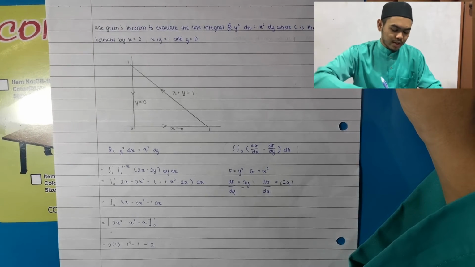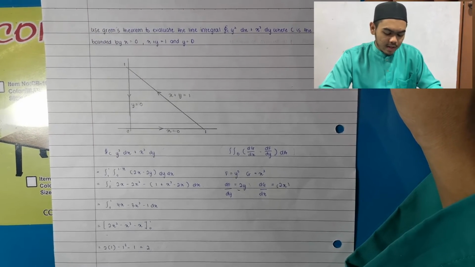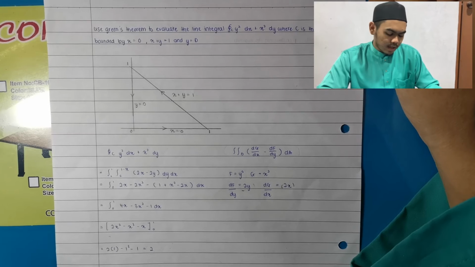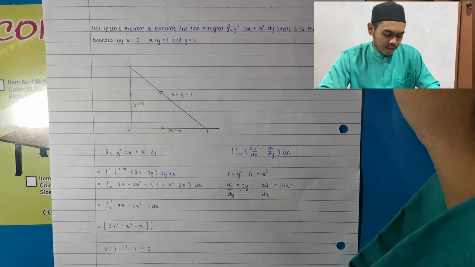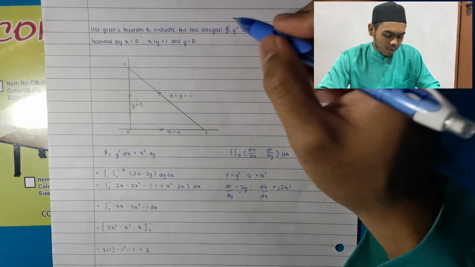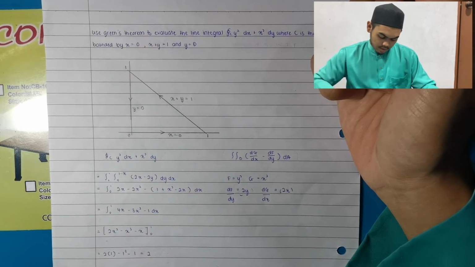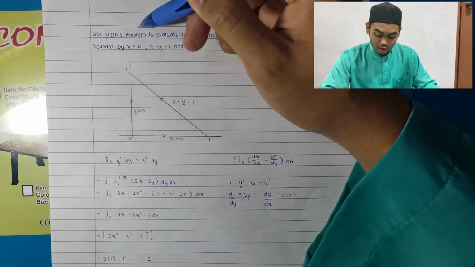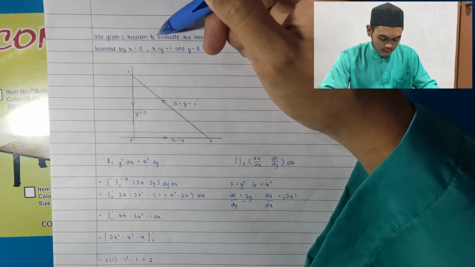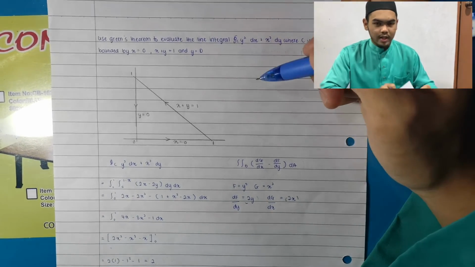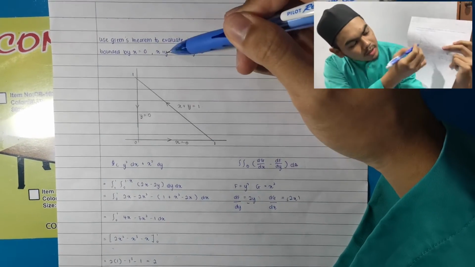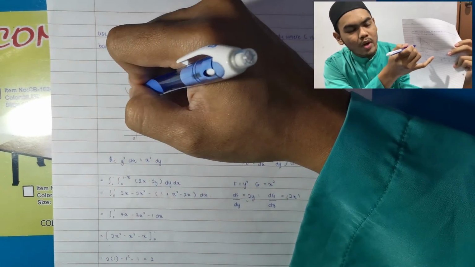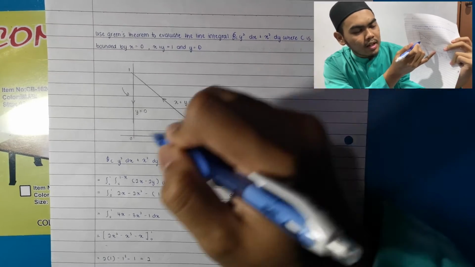For our first question, use Green's theorem to evaluate the line integral of y squared dx plus x squared dy, where C is the triangle bounded by x equals 0, x plus y equals 1 and y equals 0. Firstly, we will sketch the region based on the data given. So we get this kind of region. This is x equals 0, this is x plus y equals 1, and this is y equals 0. So we get this kind of right angle triangle region.